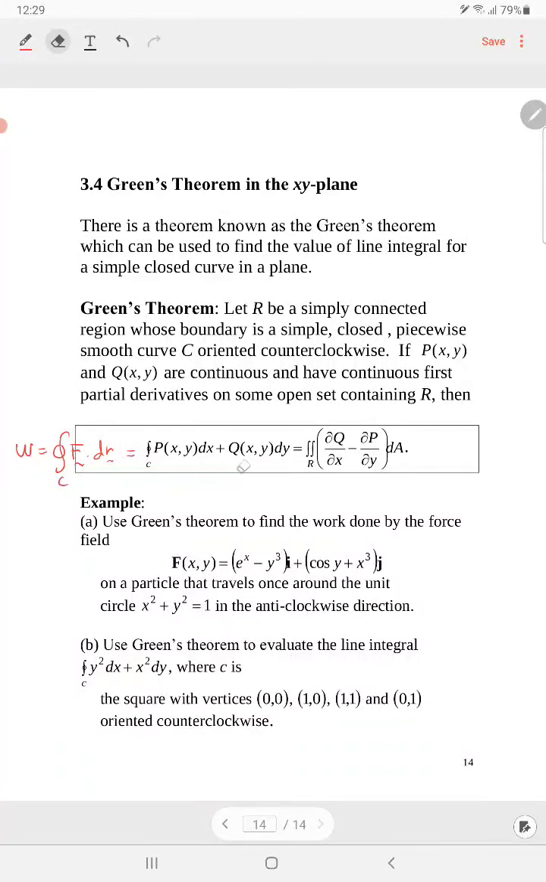So according to Green's theorem, F dot dr integrated over closed curve C is equal to the double integral of partial Q partial x minus partial P partial y over region R. Region R here is the region bounded by the simple closed curve C in an anti-clockwise direction. So this is called Green's theorem.